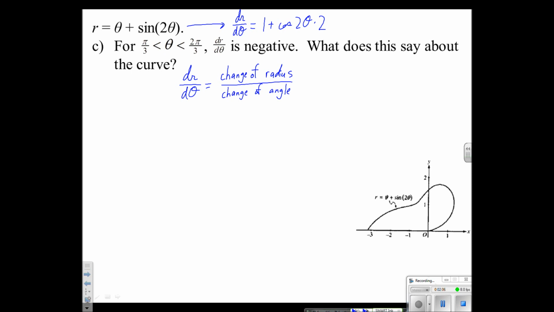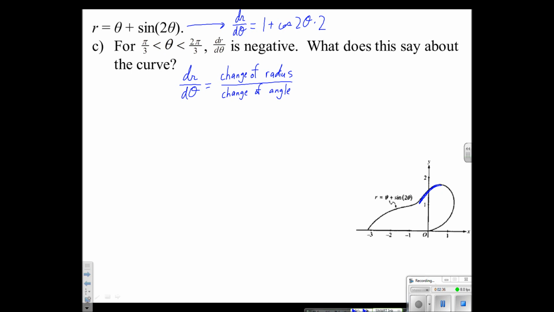So I'm asked, what does it say about the curve? Well, it says that as theta increases, r is getting smaller, which means that the graph is getting closer to the origin. And we can kind of see this in the region that we're talking about here, between pi over 3 and 2 pi over 3. I'm not interested in the fact that the y-coordinate is decreasing.